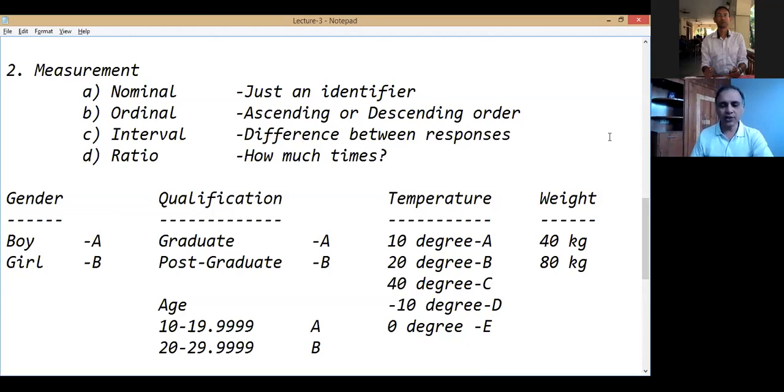And look at the last example, weight. I asked, what is your weight? One person said 40 kg, other said 80 kg. Here we have no hesitation in saying a person of 80 kg is twice the weight of the person having 40 kg. So here we can speak in terms of times.